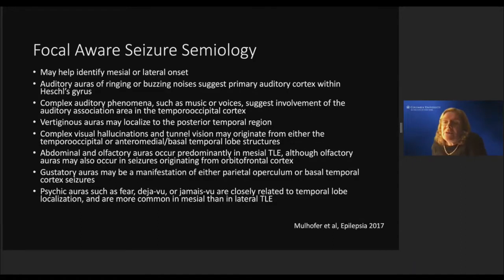This is a busy slide, and really what it demonstrates, and something that we talked about in the case, is the semiology of the focal aware seizure or the aura. And that can really help us to identify whether there's mesial or lateral onset. In the interest of time, I'm just going to focus on two of the bullet points here. An auditory aura, a simple aura of ringing or buzzing, would suggest primary auditory cortex within the Heschl's gyrus. Whereas a complex auditory phenomenon such as music or voices would suggest involvement of the auditory association area in the temporal occipital cortex. So the point is that getting a good history, a description from the patient of what that aura is, can help us identify whether it's mesial or lateral onset. And as you can see on this slide, there are other aura types that have localizing features as well.